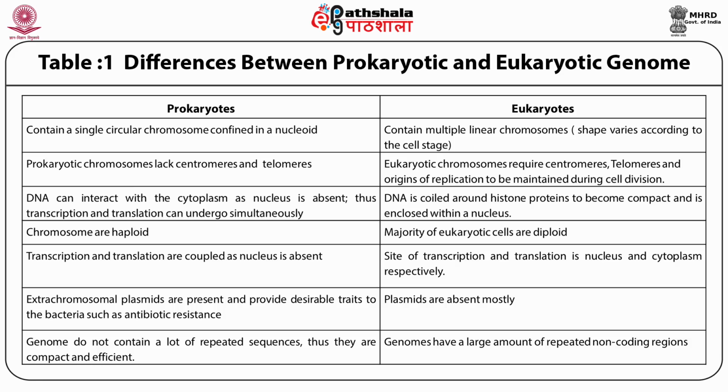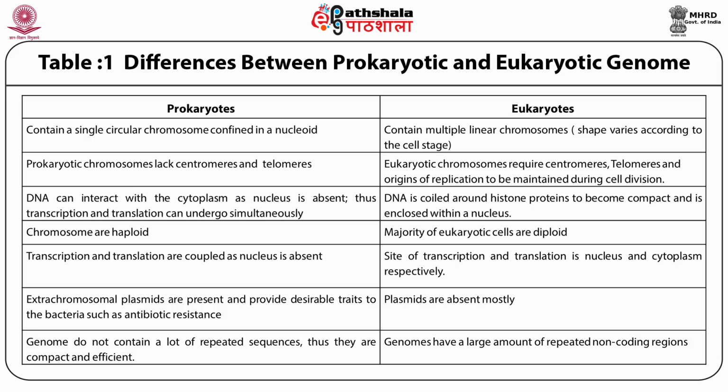Eukaryotic DNA is coiled around histone proteins to become compact and is enclosed within the nucleus. Prokaryotic chromosomes are haploid. The majority of eukaryotic cells are diploid. Prokaryotic transcription and translation are coupled as the nucleus is absent. In eukaryotes, the site of transcription and translation is the nucleus and cytoplasm respectively.